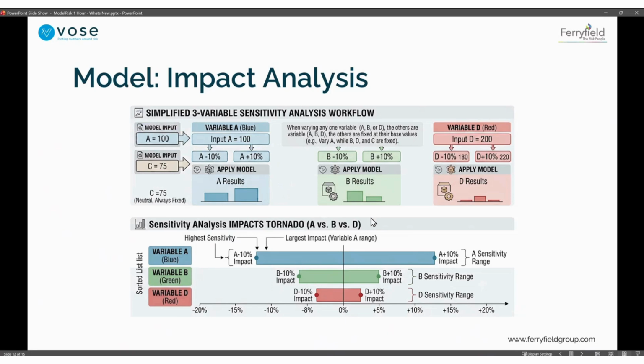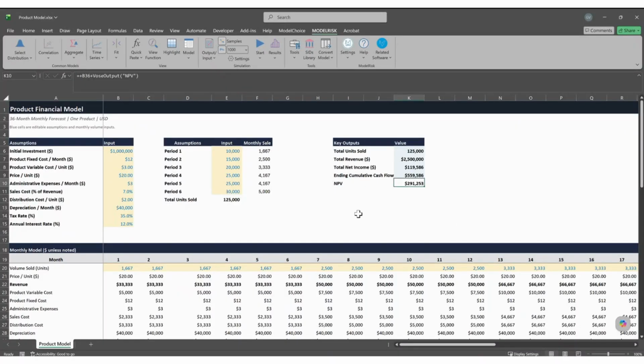And then depending on the changes that you have in the overall output of the model, that's why you need this output cell, for example, my NPV, right? Depending on which variable drives the highest impact, it will be the longest bar, the biggest bar. That's what happens. So it's really nice. It's really easy to run, and I will show it right away.